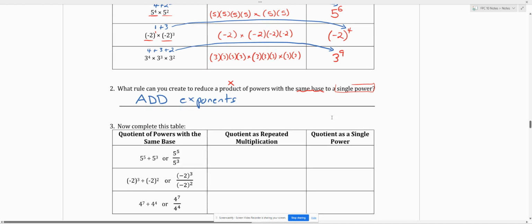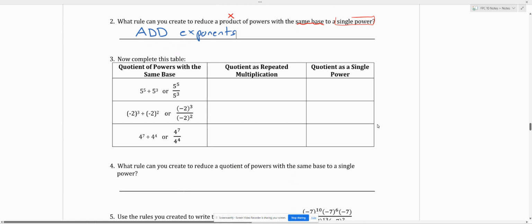Number 3. What about when we're dividing? Exact same thing. Quotient is a big fancy word for division, and they're powers again, but they must have the same base. In this case it's 5s, in this case -2, in this case it's 4s. So let's see what this looks like with repeated multiplication, which essentially means, and we don't really use this division symbol anymore, I want you to get used to writing things as fractions because this is division. It's the exact same thing.